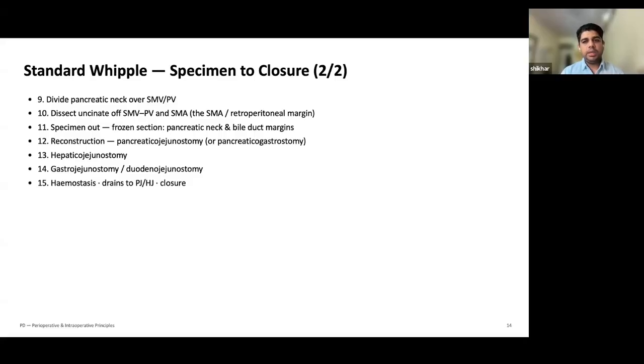Which patients do you send for frozen? All cases at your center? No, not routinely, sir. Which patient? When do you suspect involvement?